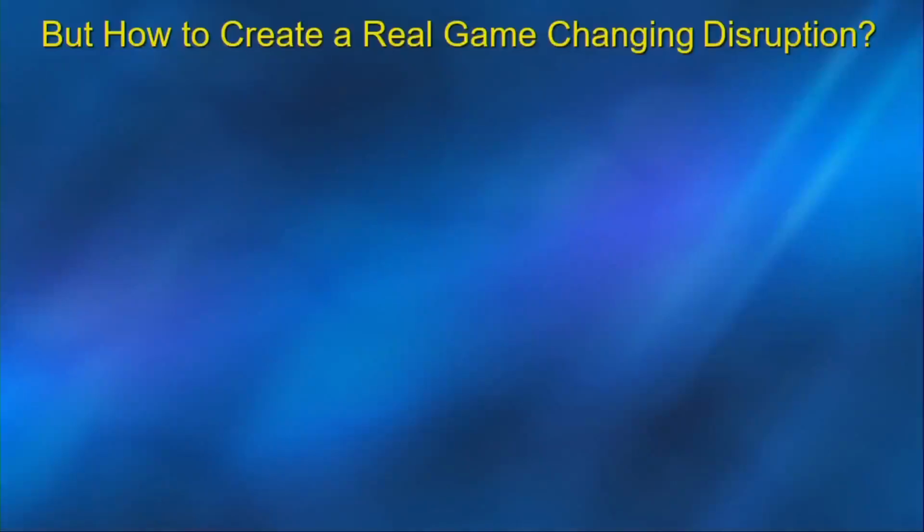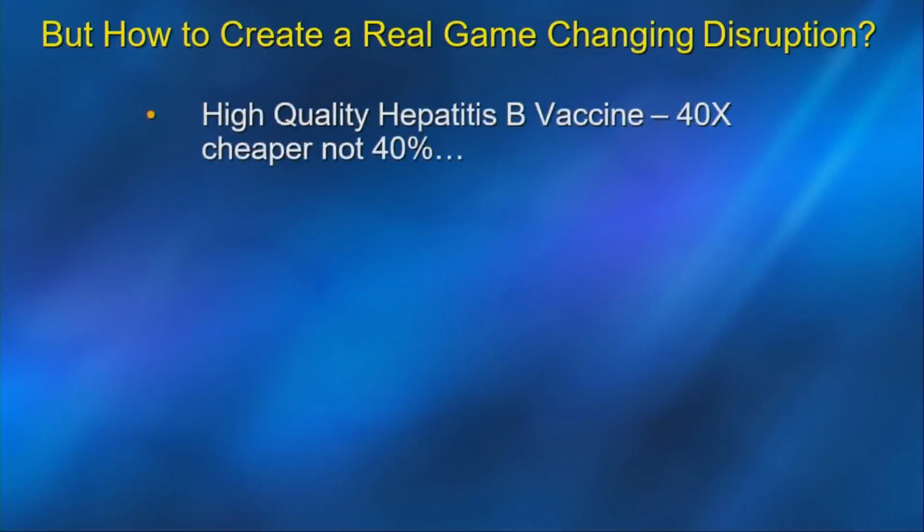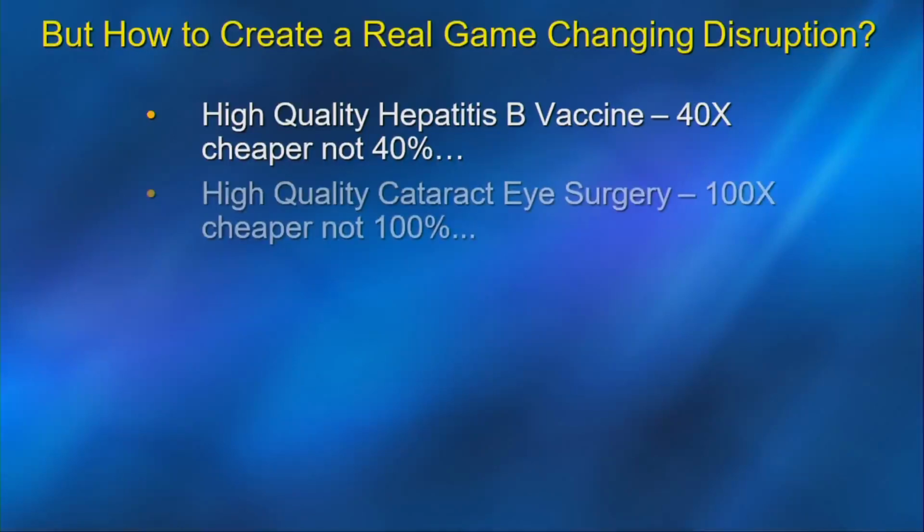So how do we have, I'm using the word game changing, I'm using the word disruption, I'm using the word inclusion. How do we create a real game changing disruption? For example, high quality recombinant DNA based hepatitis B vaccine. If you make it 40% cheaper, it is not really disruptive. But if you make it 40 times cheaper, then it is disruptive because it can reach far more people.